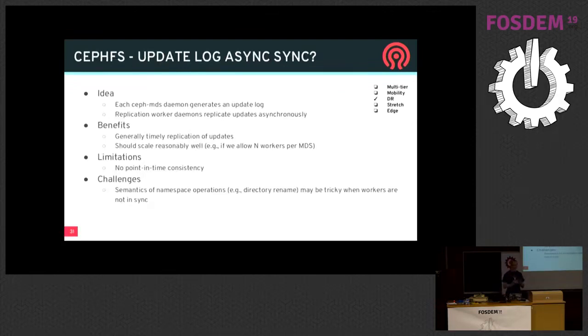A simple idea would be to have an update log that is generated by each of the metadata servers of all the files that are changed, and feed that to a bunch of workers that then just copy those files across to a remote system. And this has some benefits over the snap mirroring model, because you get more timely updates. As soon as you modify a file, it will get copied over to the other side. And it should be able to scale pretty well.